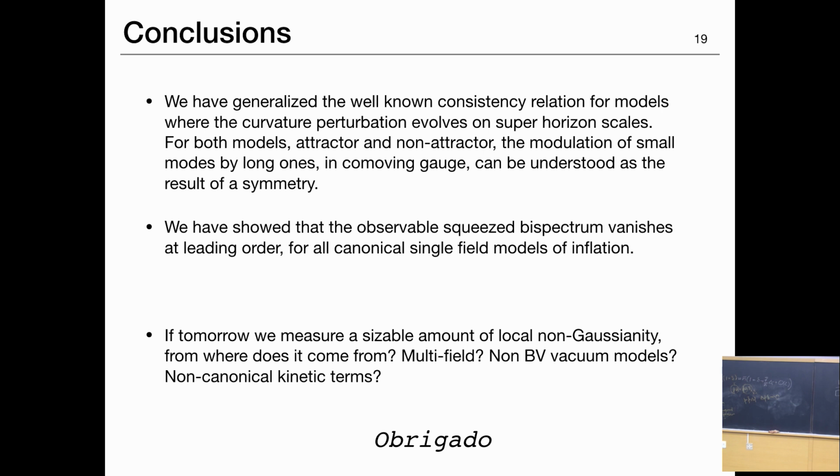So maybe I didn't quite understand. Usually we have to make sure that these modes that we are using to rescale the coordinates are adiabatic modes. So is this also the case in this ultra slow roll, even though they depend on time? Sorry? Even though in the ultra slow roll inflation, these super horizon modes can still depend on time. Yes, they depend on time, but they are adiabatic. They are adiabatic. Okay.